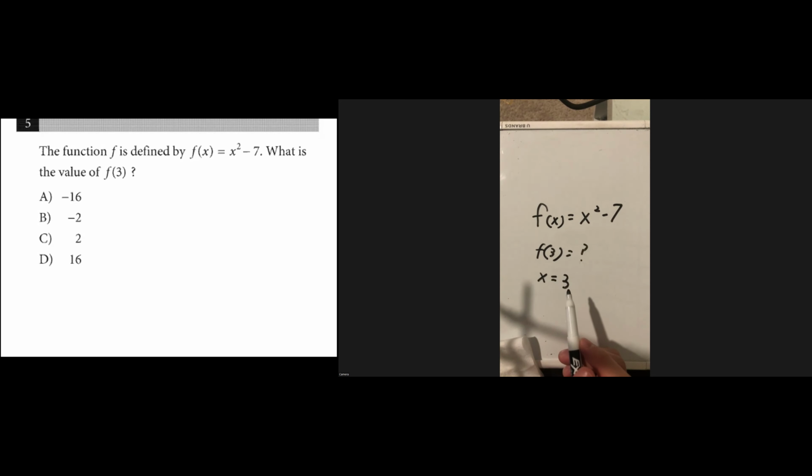And so we know that x is equal to 3, because f of 3 just means that x is equal to 3. And so we just plug in 3 squared minus 7, which we can either do in our heads or put into the calculator or do manually. 3 squared is 9, minus 7 equals 2. And that is our answer, C.